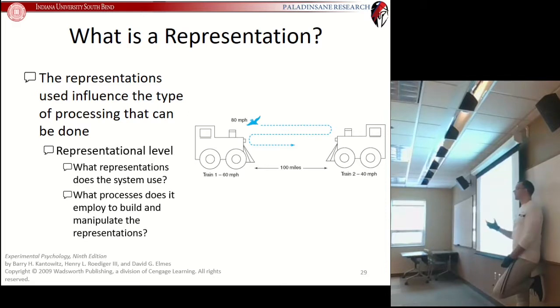But then other representations are very much kind of hardwired, and those tend to be the lower representations.